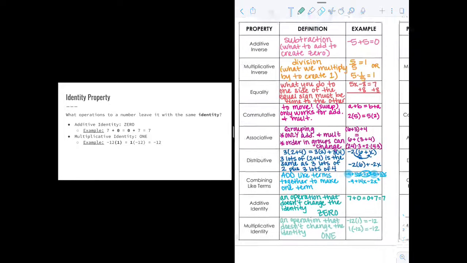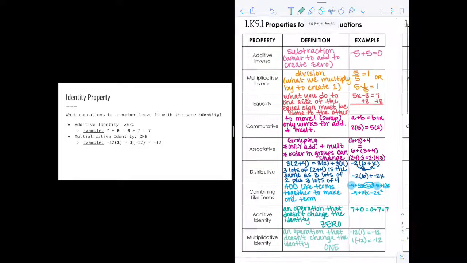Okay, these are all of the properties that we use when solving equations. So we will start to practice identifying these properties as we are solving.